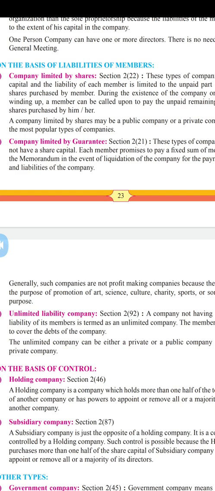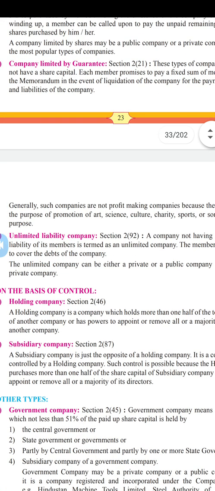The holding company has powers to appoint or remove the majority or all the staff or directors of the subsidiary company. That means the holding company becomes more powerful, and the other company from which the share capital was taken is called the subsidiary company, and the main company is the holding company. These are the two types.